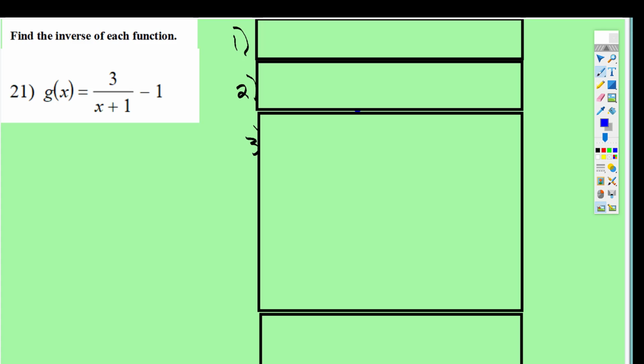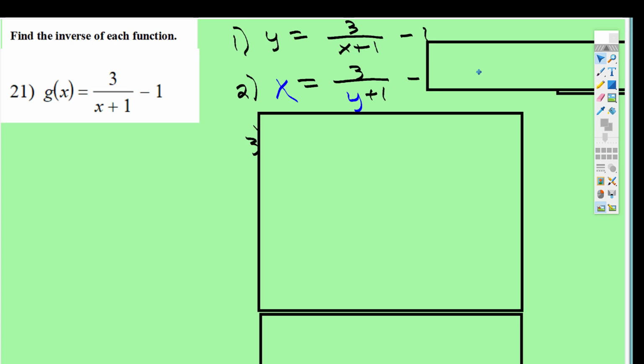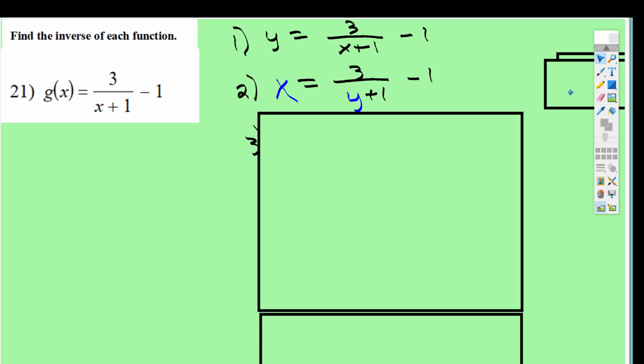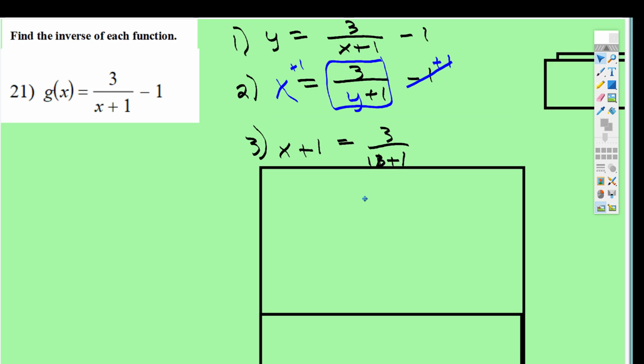All right, one more. So we're going to rewrite this as y equals. That's the first step. We're going to swap the x's and the y's. And notice we have a fraction right here. But we also have a subtract 1 that's not part of the fraction. So you're going to add 1 to both sides. That's going to be your first step.